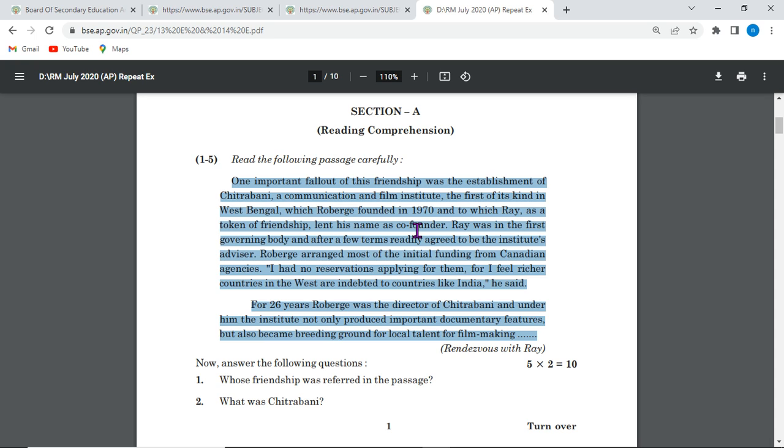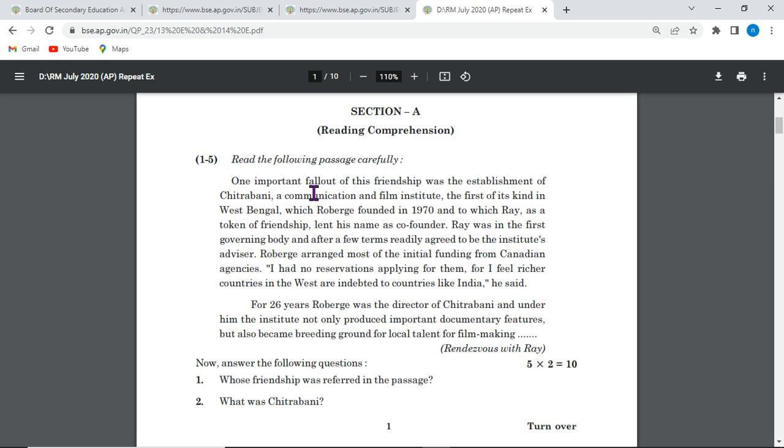Very easy, dear students. Passing examination is like a cakewalk, but scoring above 90 marks needs some extra efforts. So మనం ఈ యొక్క ప్యాసేజ్ని one important fallout of this friendship was the establishment of Chitrabani, a communication and film institute. So I am not going to dwell more time on reading the passage. I will directly hit the answers.